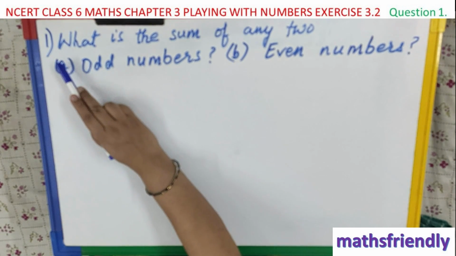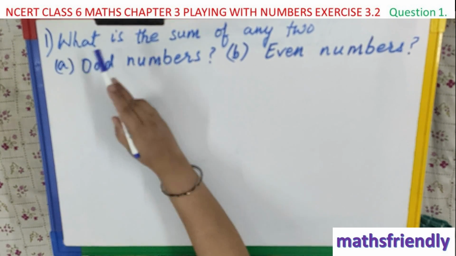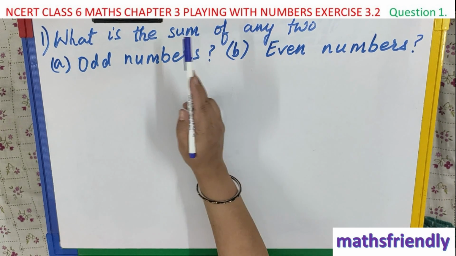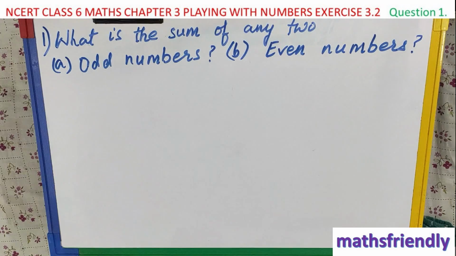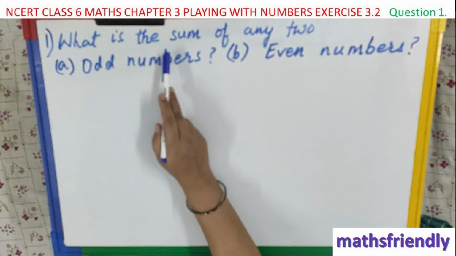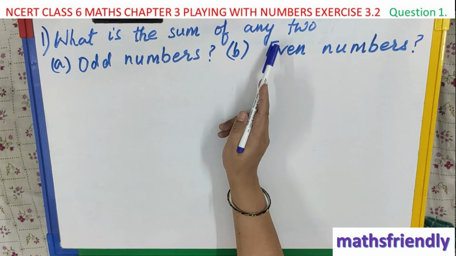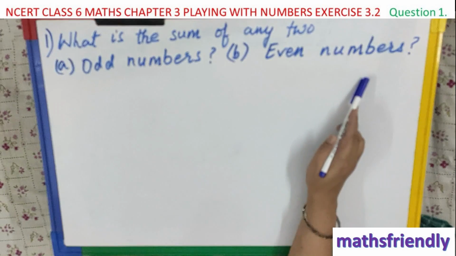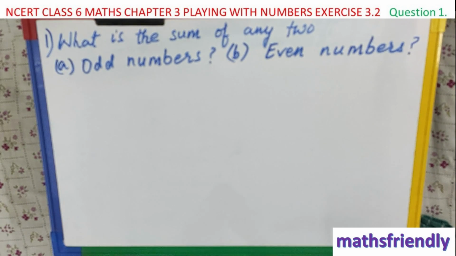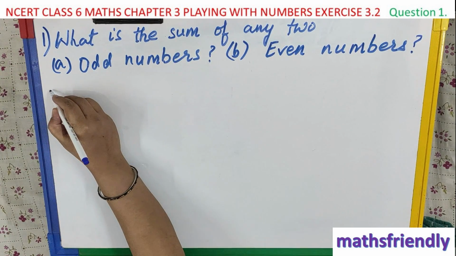In today's class we will do question number 1 of exercise 3.2 from chapter 3, which is Playing with Numbers, from the 6th class Maths NCERT book. Now let us see what the question is. The question is, what is the sum of any two odd numbers and the sum of any two even numbers? So let us do the solution.